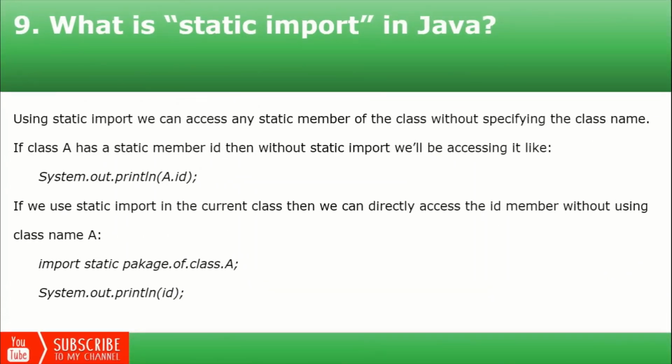Next is, what is static import in Java? Using static import, we can access any static member of a class without specifying the class name itself. Currently, how do we access a static member? Suppose we have a class A and its member is id, and if we want to access id, we will access it as A.id. If we use static import in the current class, then we can directly access the id member without even using the class name A. So what is the syntax of static import? Like all the other import statements, we need to mention import static, the complete package of the A class, and after that we can directly access the id variable.